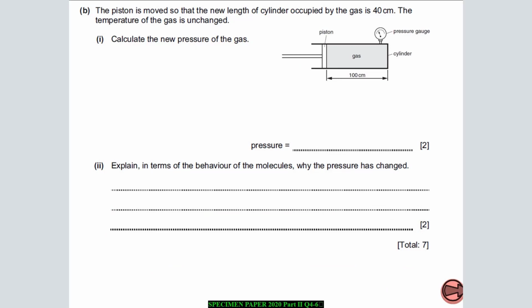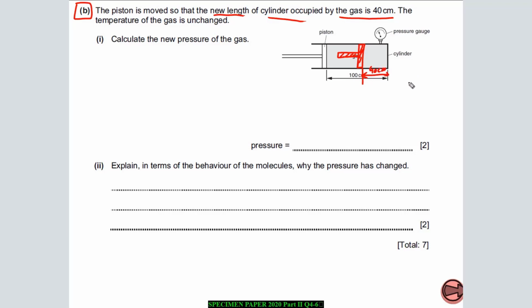Next one. Here is our part B. Question 5, part B, is asking us: now the new length of the cylinder occupied by the gas is only 40 centimeters. Before it was 100. Now the cylinder is at 40 centimeters, which means the piston is at this point now, and this distance is 40 centimeters.